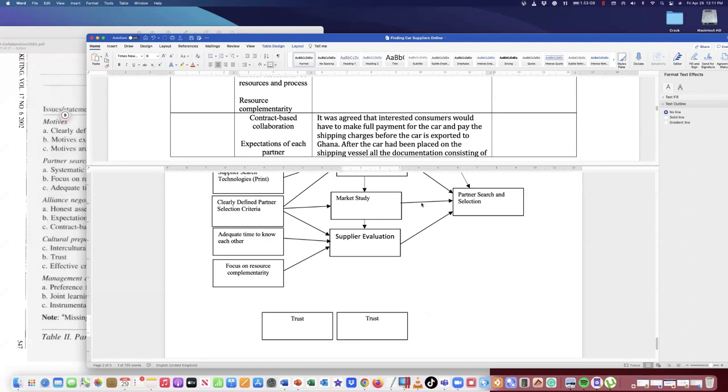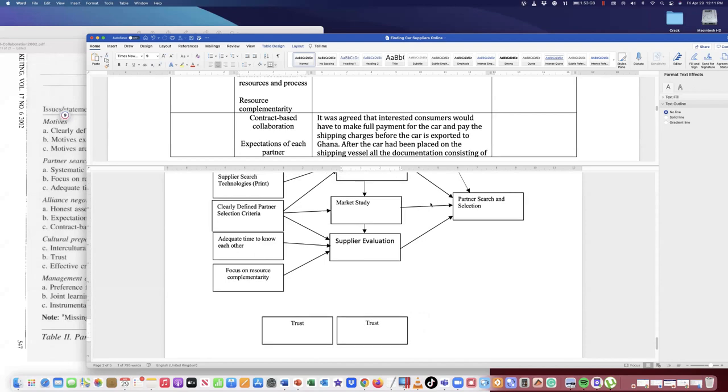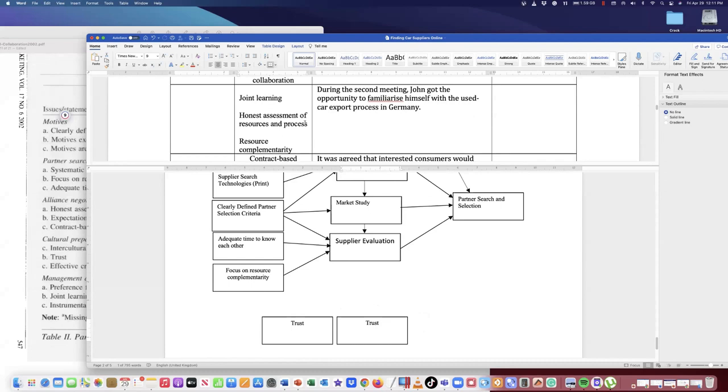Boys, do you think them? I don't think that. Do you think the markets? Okay, let me finish. You said effective, let's finish. Let me think. Honest assessment of processes. Okay.